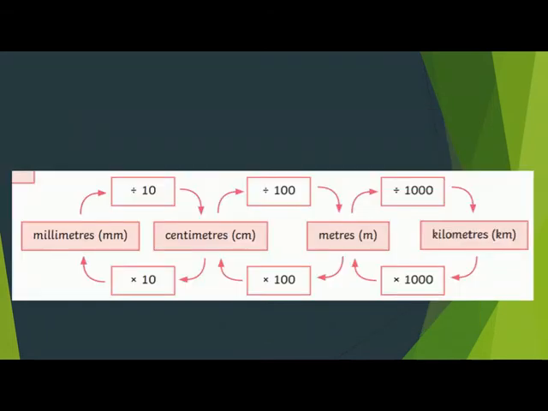You can see if we're going from millimetres to centimetres, we need to divide by 10. From centimetres to metres, we divide by 100. From metres to kilometres, we divide by 1,000. And you'll see the arrows on the screen to help us work out what it is we need to do.